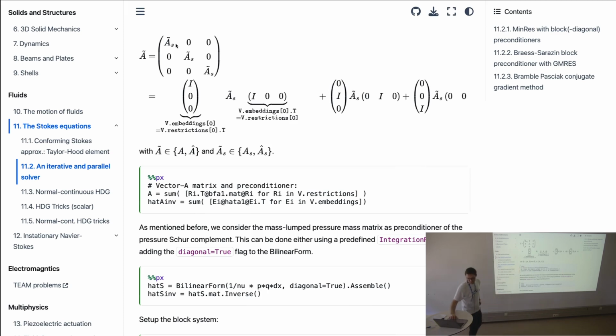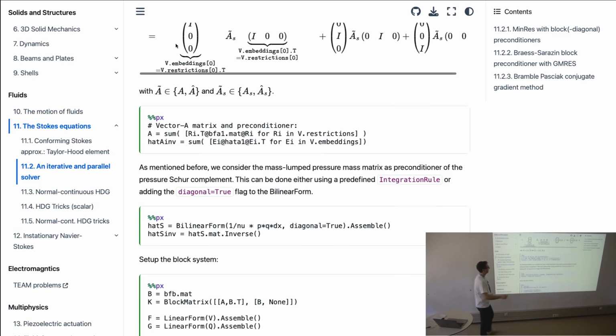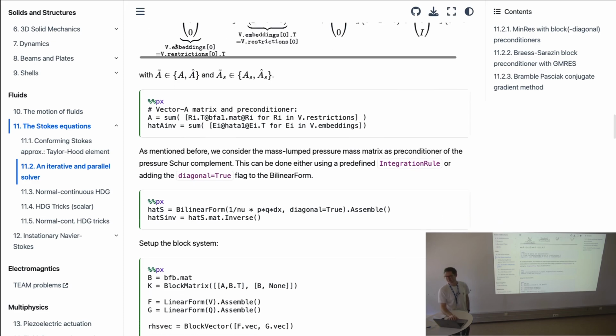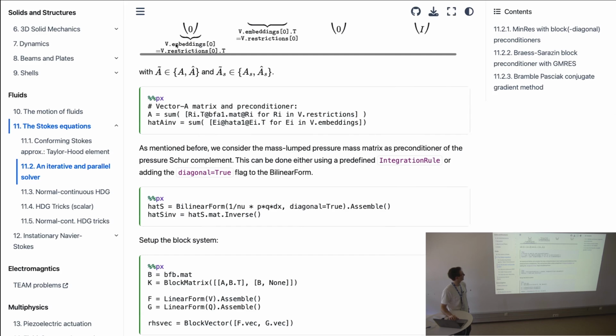So you see here, we take a sum matrix of the corresponding matrix and preconditioner that we have just defined, and then we use our restrictions and our embeddings for the big systems. Good. Questions so far? Please feel free to interrupt me.